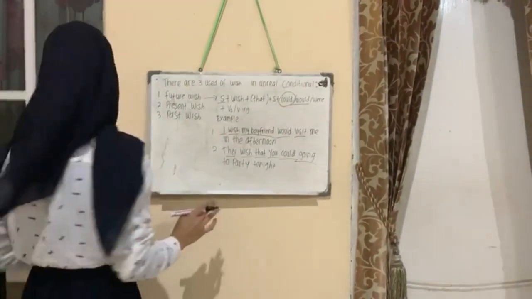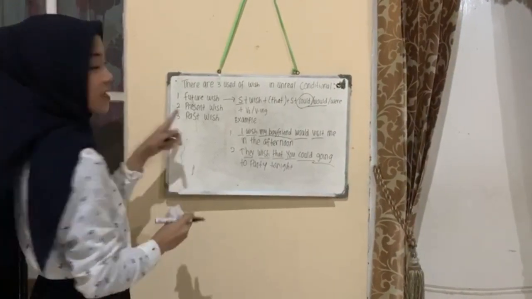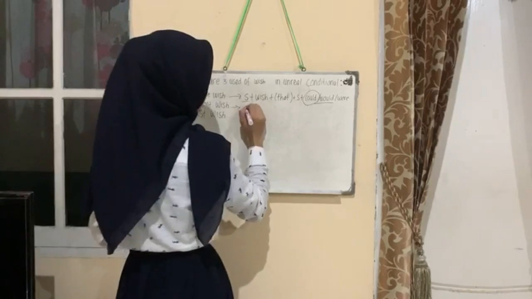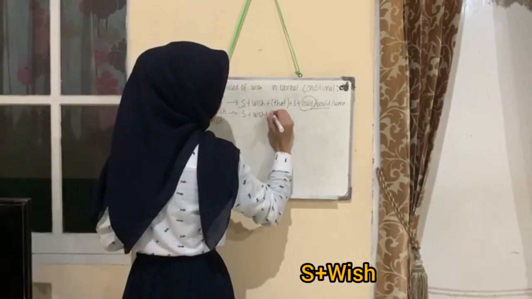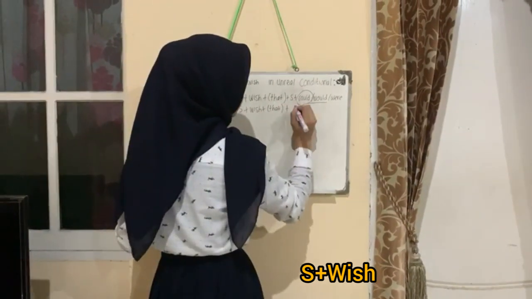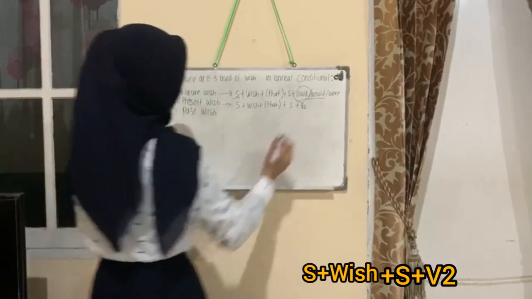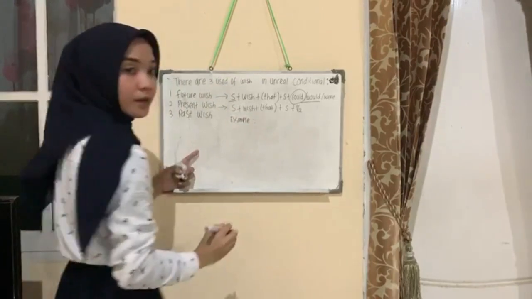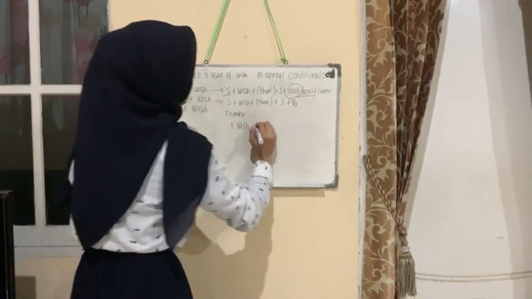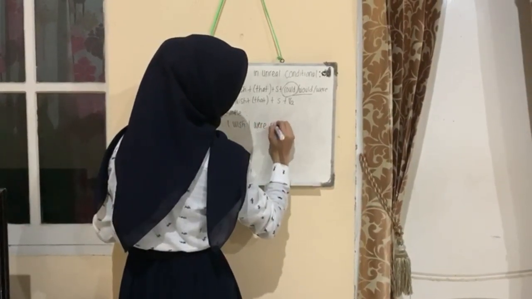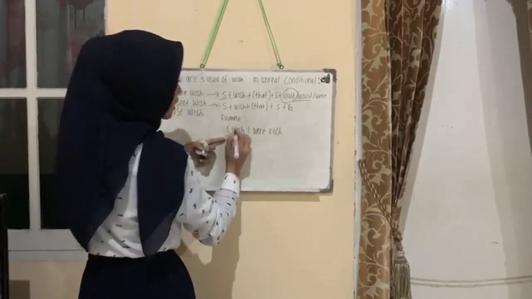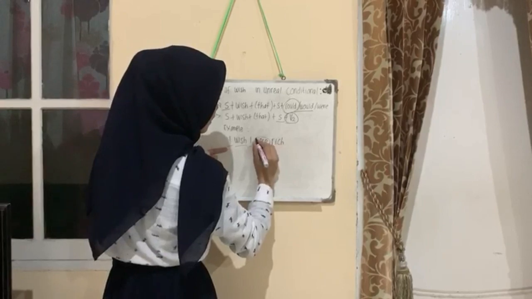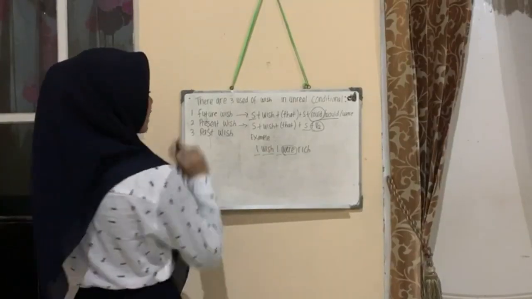Okay, I want to explain about present wish. The formula is subject plus wish plus that, which is optional, plus subject plus verb 2. For example, I wish I were rich. This is the subject plus wish plus subject and verb 2. That's it.